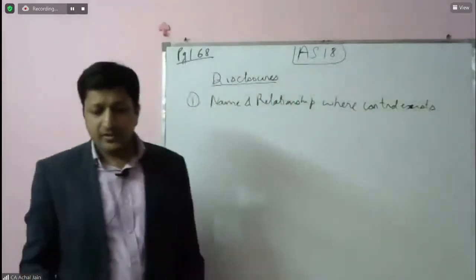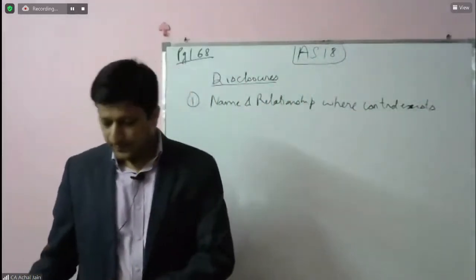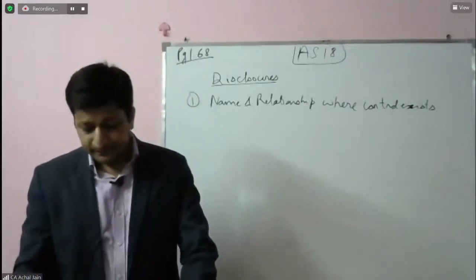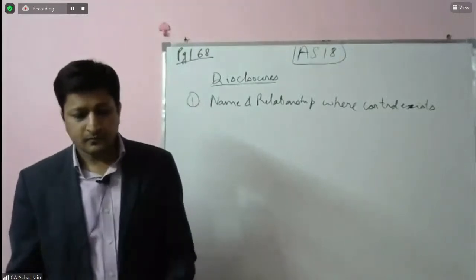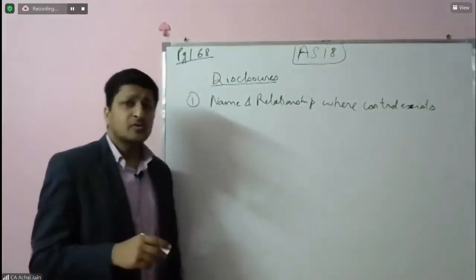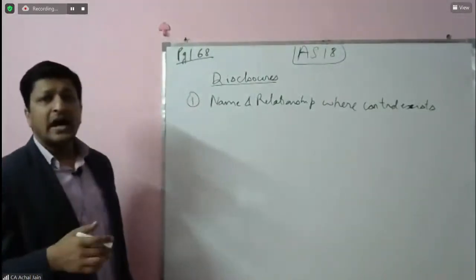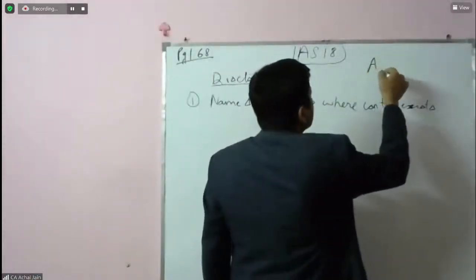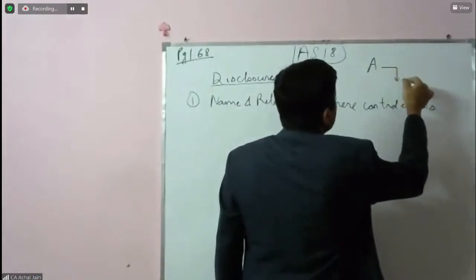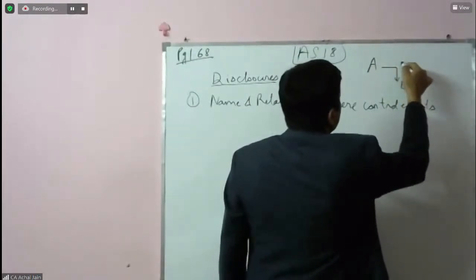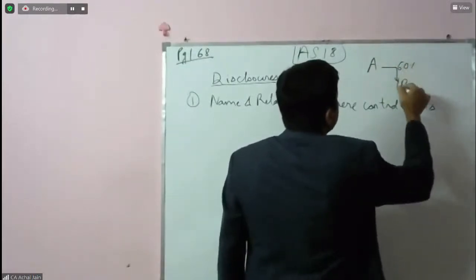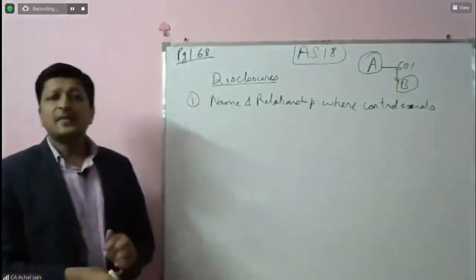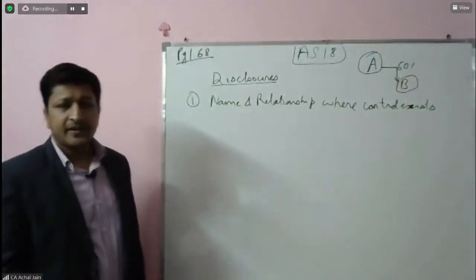Name and relationship where control exists. Control exists means holding subsidiary. Now let's suppose A and B are holding and subsidiary. See this one. A holds 60% shares of B. So that's why A will be a holding company, B will be a subsidiary.